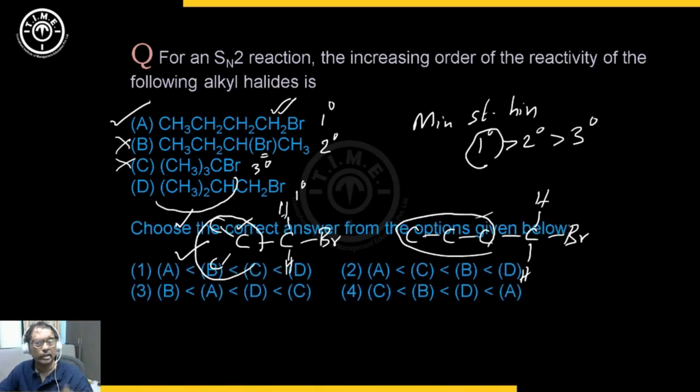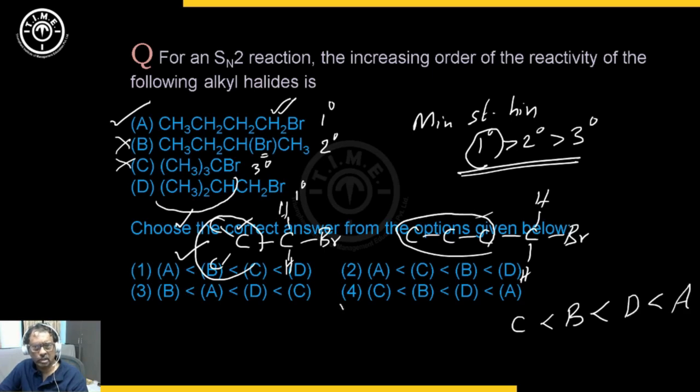Now we have to follow this order. Less than means we are going to have the increasing order. Increasing order means which is the least? C is the least, followed by B, followed by D, followed by A. So we have option 4 as the answer. Clear? A is the best, followed by D. Then D is better than B, which is 2 degree. B is better than C, which is 3 degree. I hope this is clear.